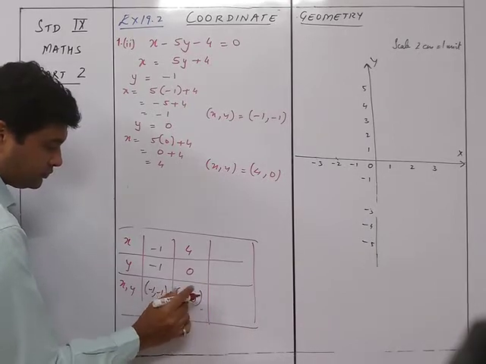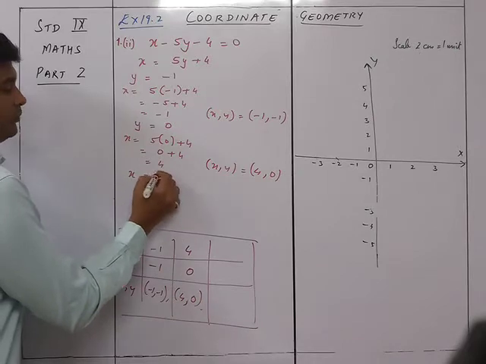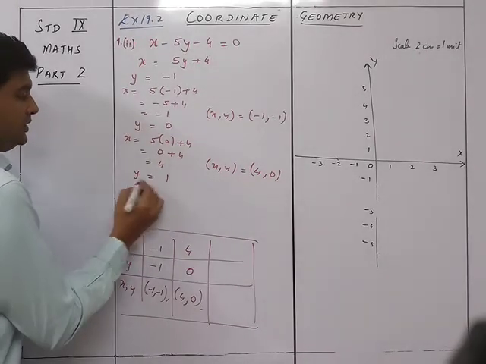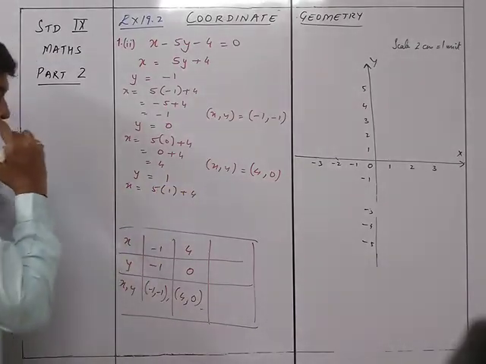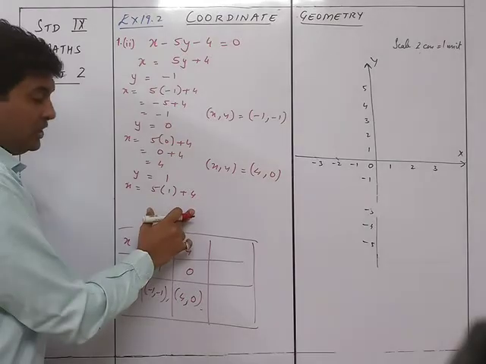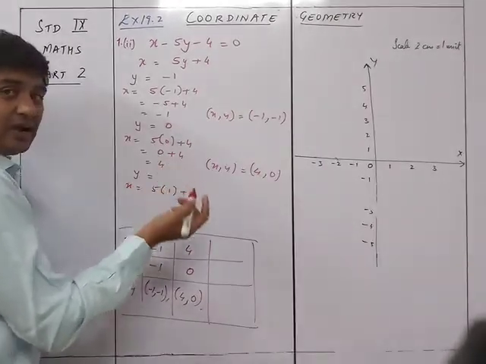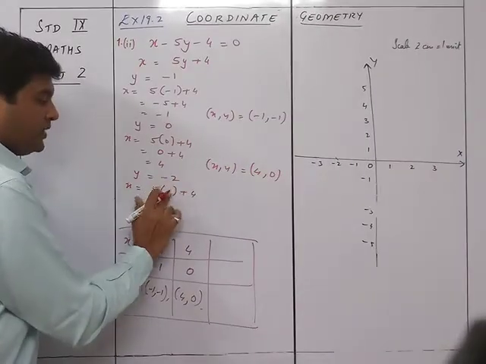Next, we take y is equal to 1. So x is equal to 5 into 1 plus 4. Now you can see that it will give you 9. So what will we do? We are not going to take this. Instead of that, let's take a number which is going to give you a smaller number. So we'll take minus 2.